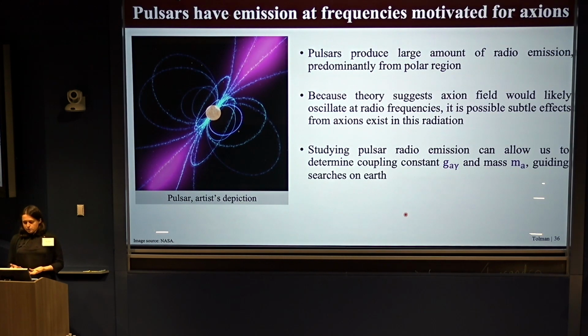And in addition to this, pulsars produce a large amount of radio emission, predominantly from the polar region. You see this emission represented schematically in this artist's depiction with the light purple glow here. Because theory suggests an axion field might oscillate at radio frequency, it is possible that very subtle effects from axions exist in this radiation. So maybe we can study pulsar radio emission, and by looking for these subtle effects from axions, we can determine the coupling constant and the mass of the axion, and use these to guide experimental searches on Earth. This would be a really great idea.